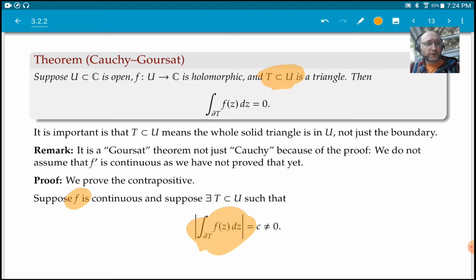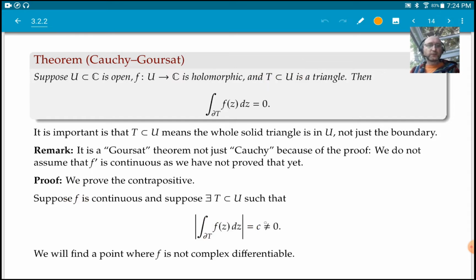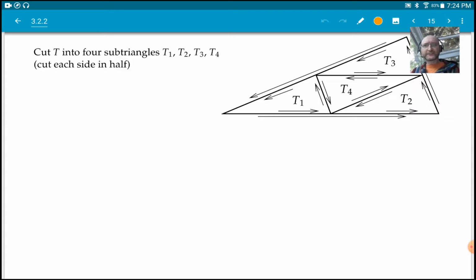And what we're going to show is that that means that there exists a point in U, it's actually going to be a point in this triangle T, where f is not complex differentiable. That's the strategy. So we're going to call the absolute value of this integral c. We really only need to worry about the size of this integral. So c is some non-zero positive number, and we'll find a point where f is not complex differentiable.